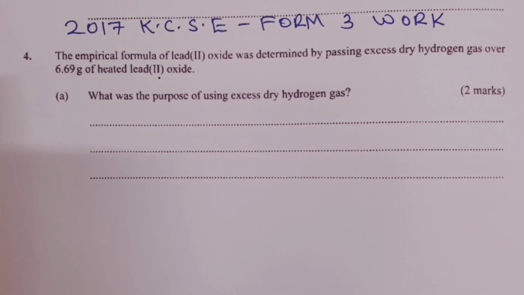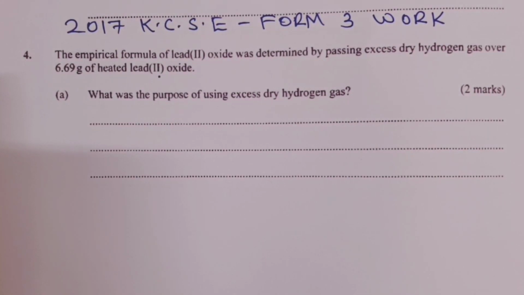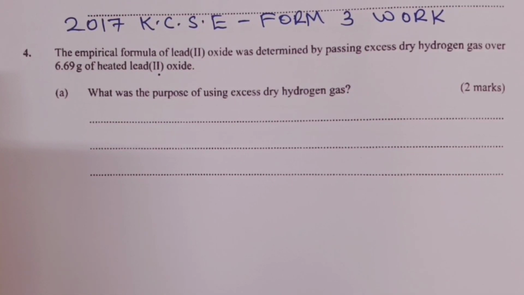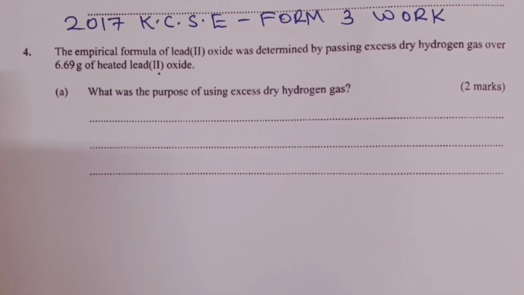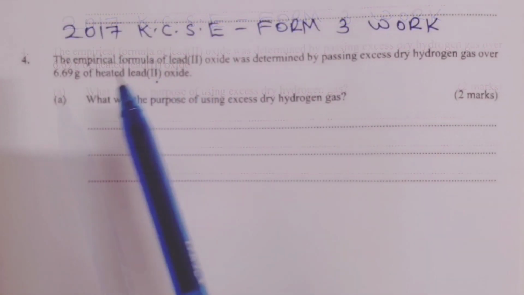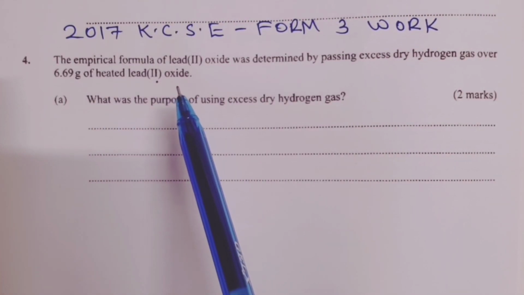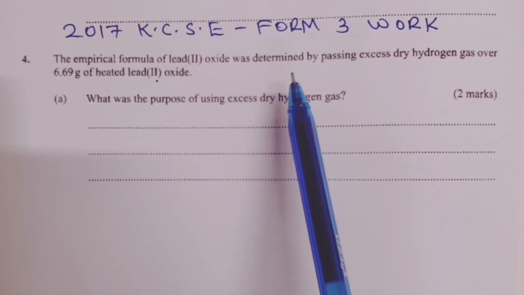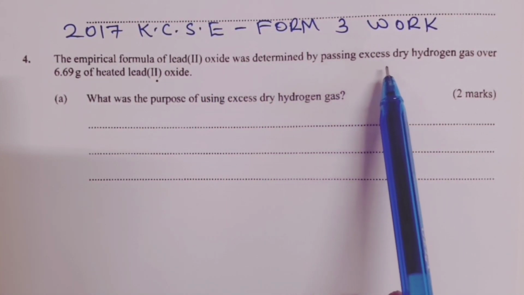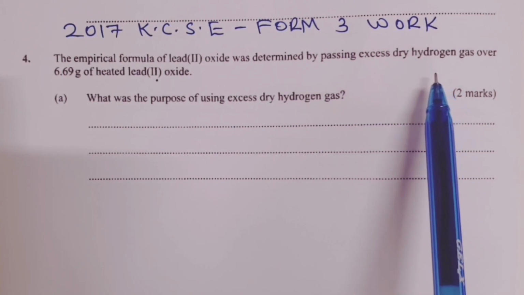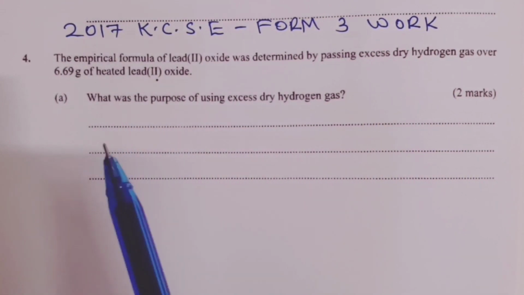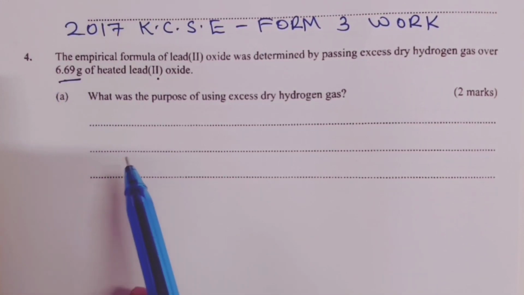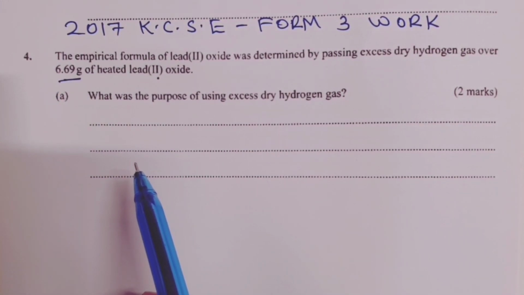Let's begin with question number 4, which tested the topic the mole. In question 4, we are told that the empirical formula of lead-2 oxide was determined by passing excess dry hydrogen gas over 6.69 grams of heated lead-2 oxide.